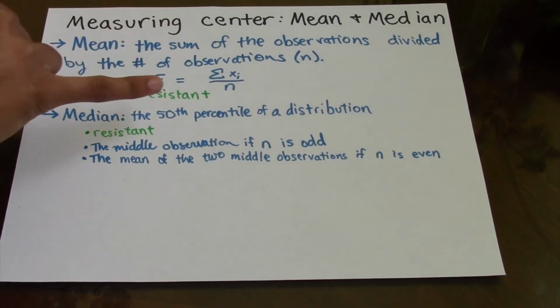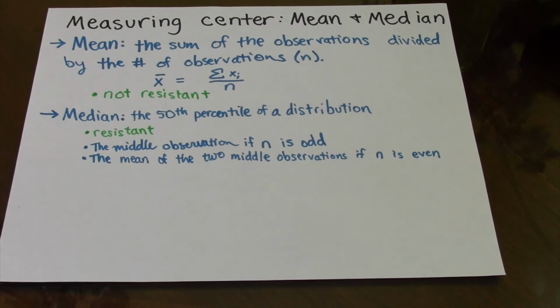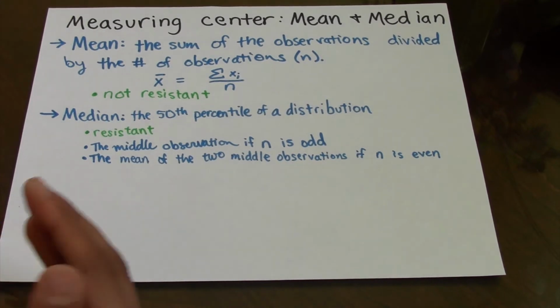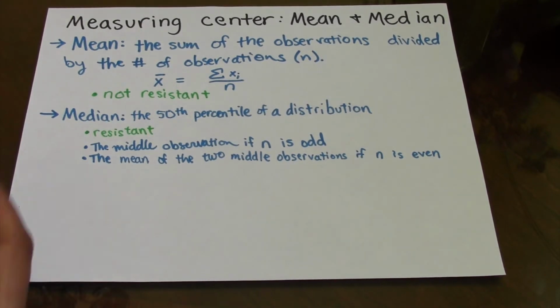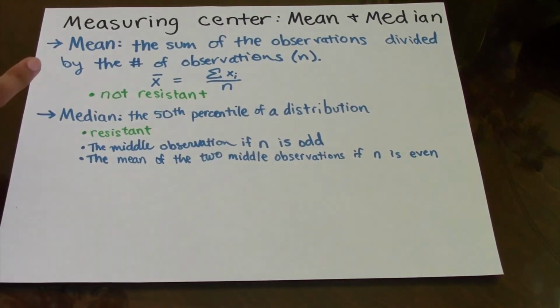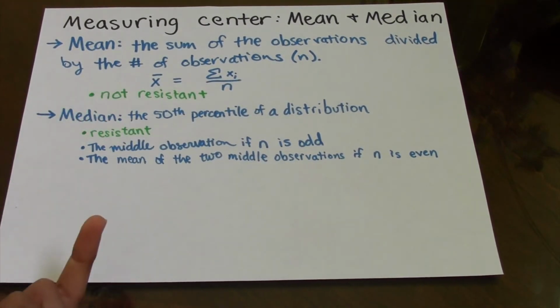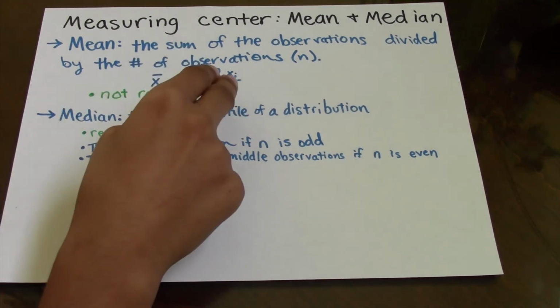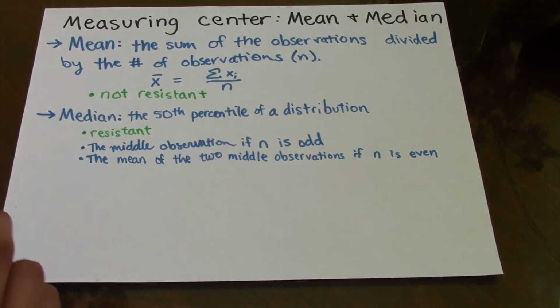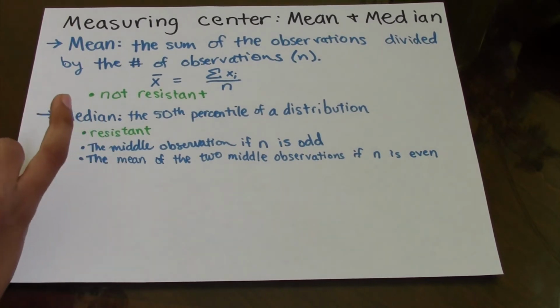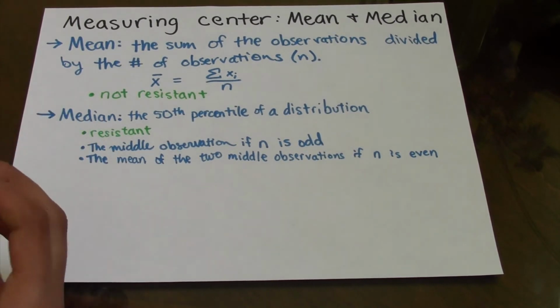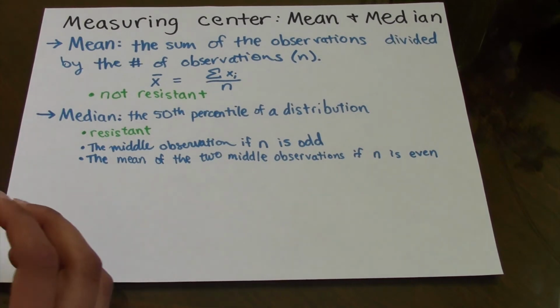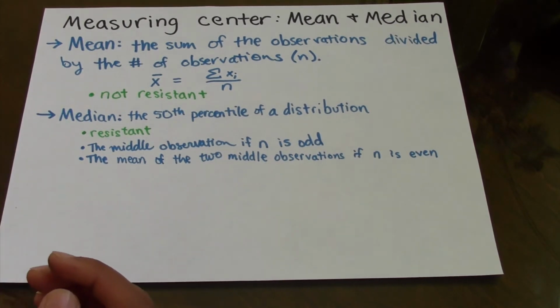Measuring center: mean and median. Measuring center refers to the peak of a unimodal distribution. So the mean is the sum of the observations divided by the number of observations, which is n. In formula, that is x bar is equal to the sum of xi divided by n. The mean is not resistant, meaning that extreme outliers will change the mean. In a density curve, the mean is the balance point and the median is the equal areas point.